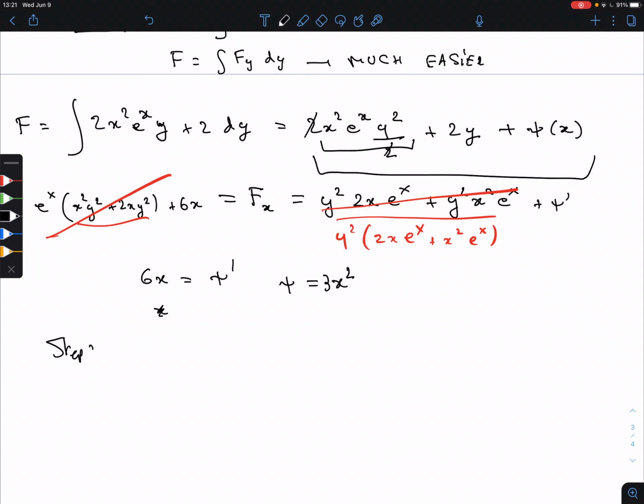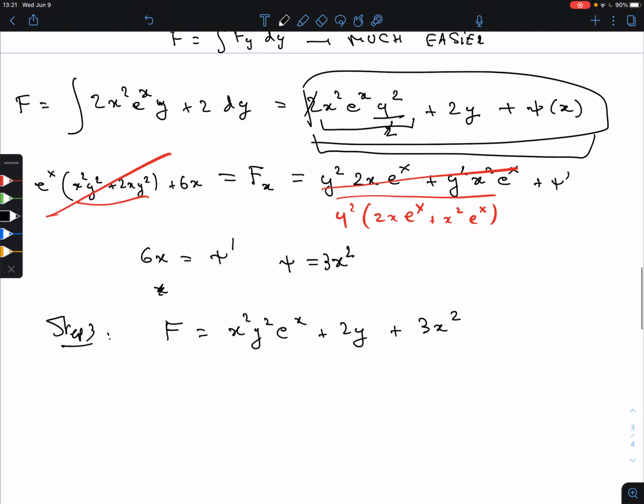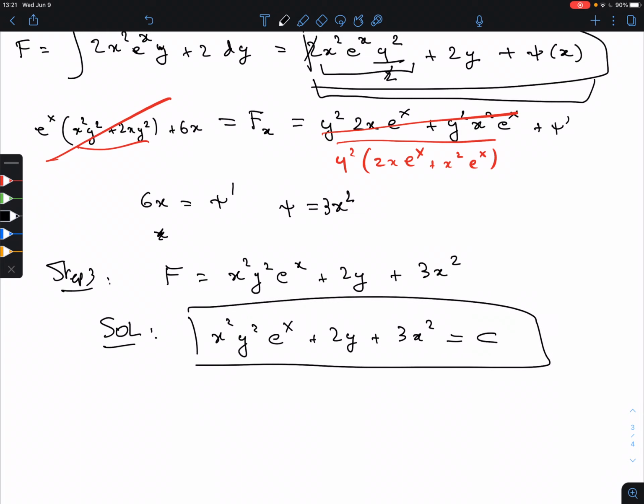So step 3 or whatever, I don't know anymore where I am. What is f? F is this guy, so that is x squared y squared e^x plus 2y plus psi, which is 3x squared, and the solution therefore is x squared y squared e^x plus 2y plus 3x squared equals a constant. Don't forget to write the solution. Don't just write f, it's the solution.